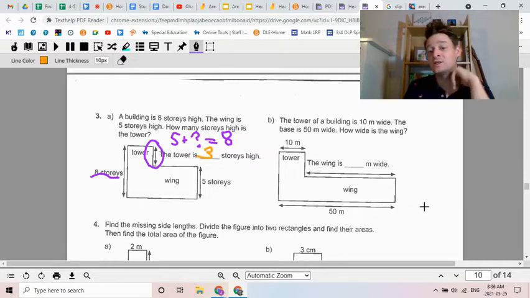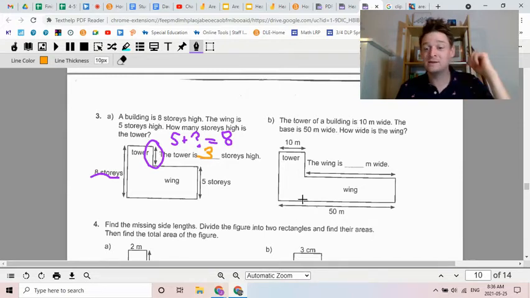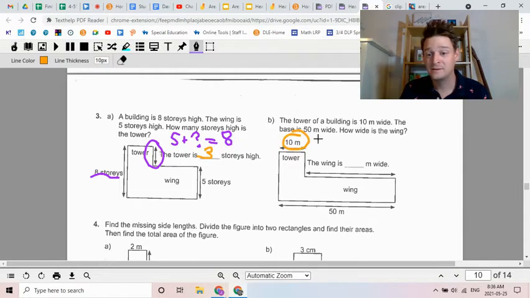Okay, it's the same type of question, except we're using the side. So here it says the tower of a building is 10 meters wide. So here's the tower part, and it is 10 meters wide. The base, so from the beginning to the end, is 50 meters wide. And then how wide is just the wing part?